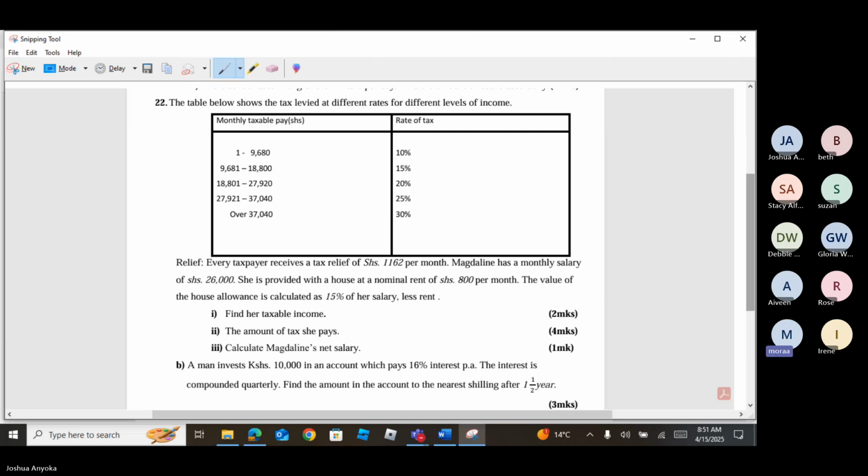Relief. The table below shows the tax levied at different rates for different levels of income. Relief. Every taxpayer receives a tax relief of 1,162 shillings per month. Magdalene has a monthly salary of 26,000. She is provided with a house at a nominal rent of 800 shillings per month. The value of the house allowance is calculated as 15% of her salary less rent. Find her taxable income, the amount of tax she pays. Calculate Magdalene's net salary.